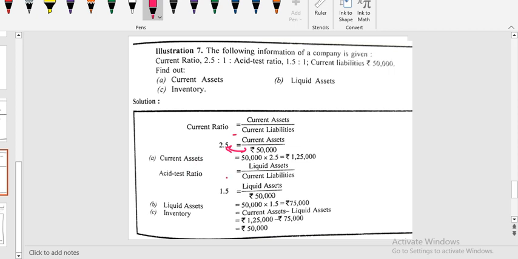Now acid test ratio is liquid assets divided by current liability. 1.5 equals liquid assets divided by 50,000 rupees. So liquid assets equal 50,000 into 1.5. So the total is 75,000. So liquid assets is 75,000. Now inventory: the formula for inventory is current assets minus liquid assets. What are the current assets? It is 1.25 lakhs minus liquid assets 75,000 rupees. So inventory is 50,000 rupees. In this way you have to calculate the missing information.